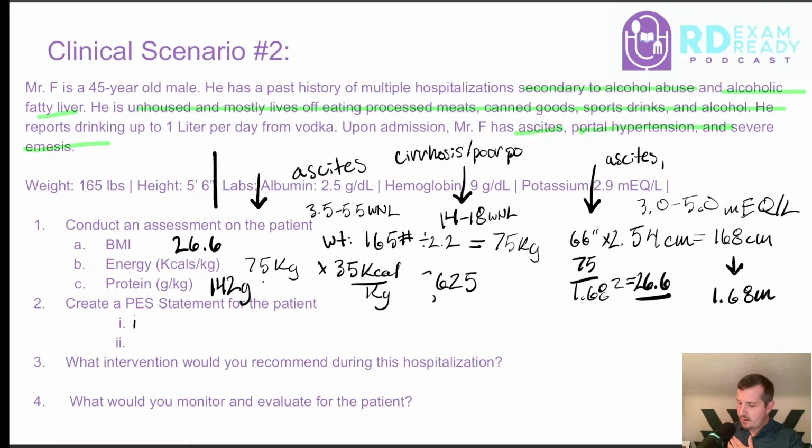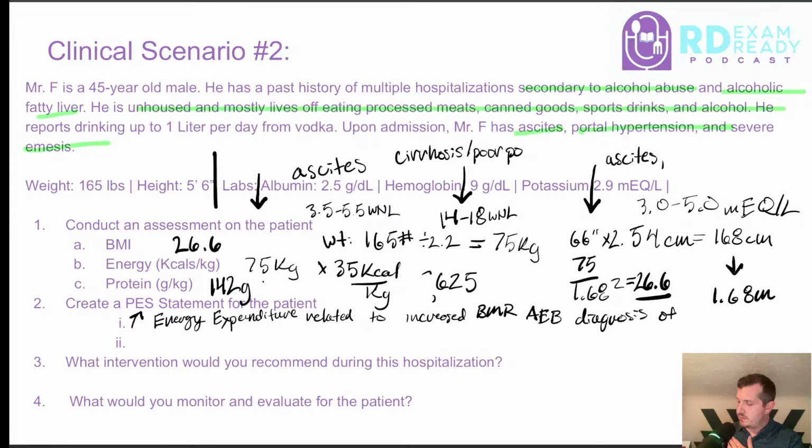Okay, so I'll put an arrow and save some space. So let's do increased energy expenditure related to increased basal metabolic rate, or BMR, as evidenced by diagnosis of cirrhosis. That'd be one that I could use there.